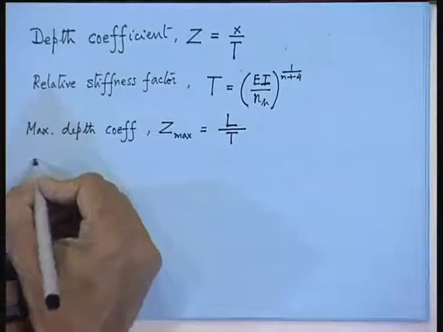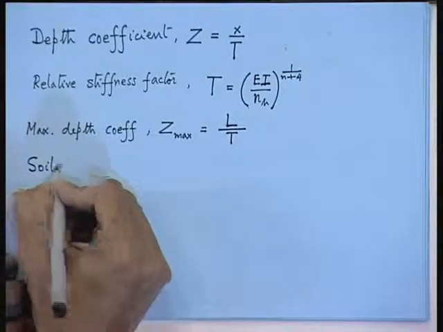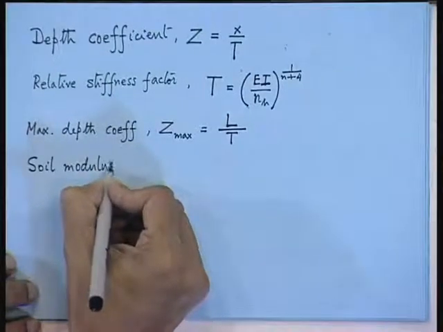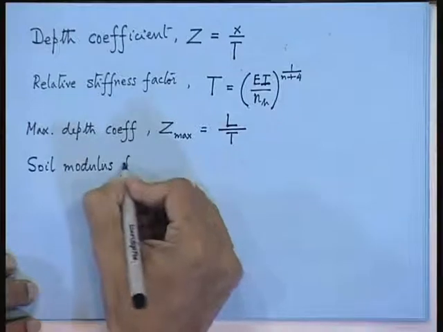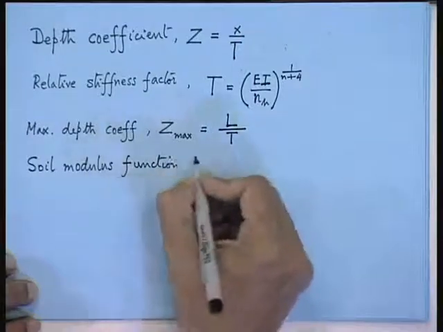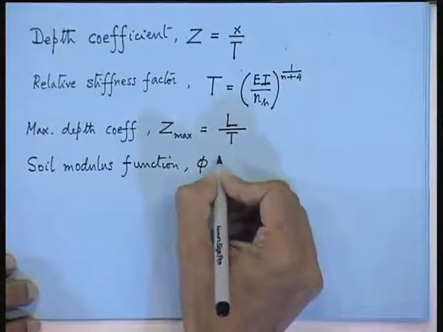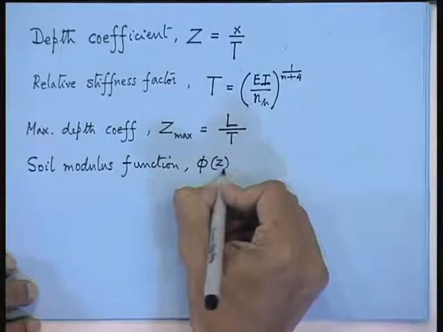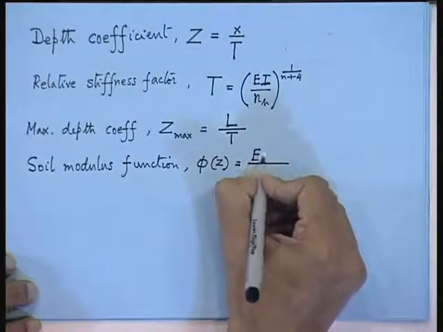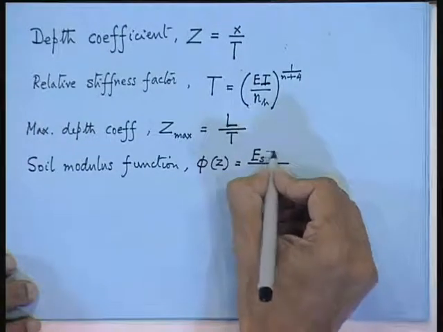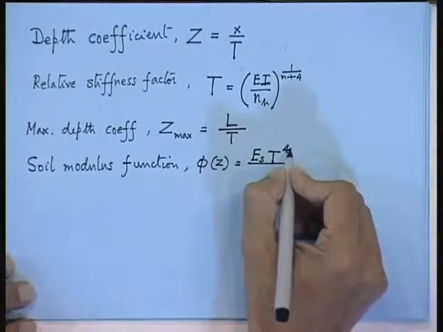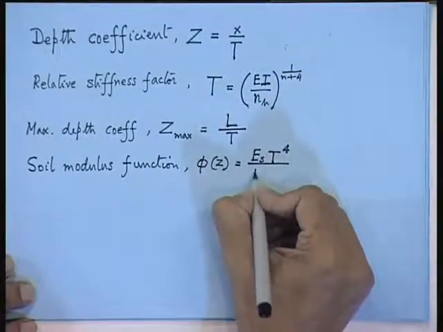Then you have soil modulus function. So, you can see that with a single pile we are having so much of equations. So, that is termed as phi of Z. This is given by your soil modulus ES multiplied by the rigidity modulus, that is T to the power 4 divided by EI.